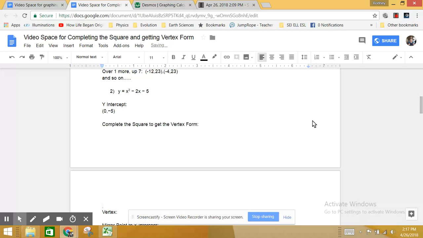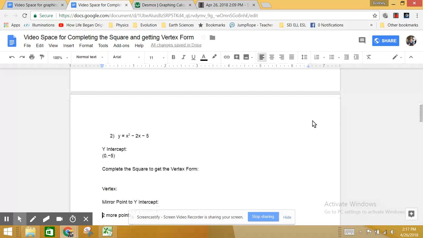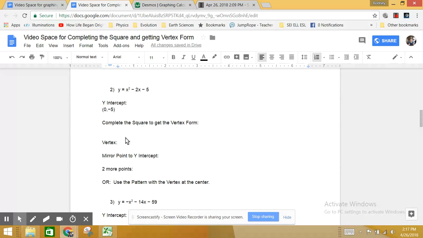I'm going to go ahead and put this on a new page so I'm not having to go back and forth between pages. So I've got x squared minus 2x minus 5, and that equals y. What I need to do is figure out some way to make the x squared minus 2x into a perfect square, without changing the value of the equation, so that it's going to be easy to turn into vertex form.